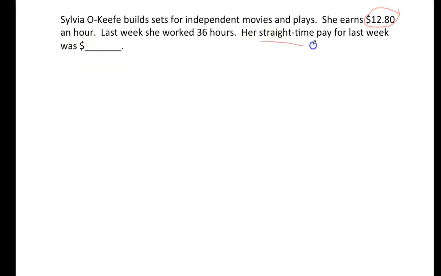Okay, so since she just has straight time pay, all we have to do is take her hourly pay, multiply that by the number of hours, and that will give us her total pay. So we know that she is paid $12.80 an hour. We multiply that by the 36 hours, and that gives us $460.80. So her straight time pay is $460.80.